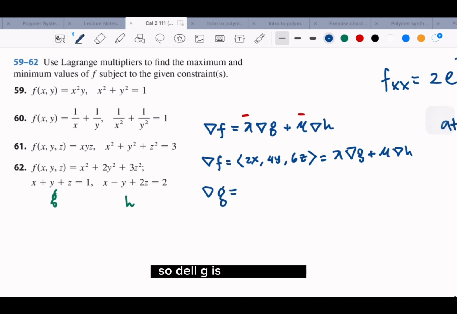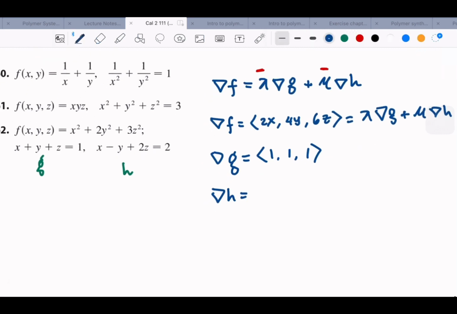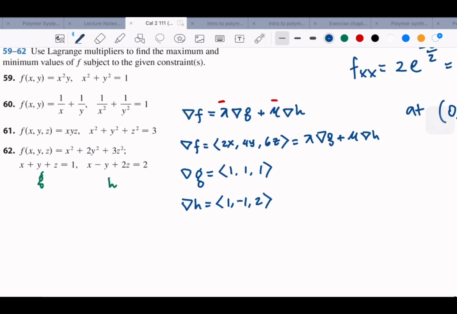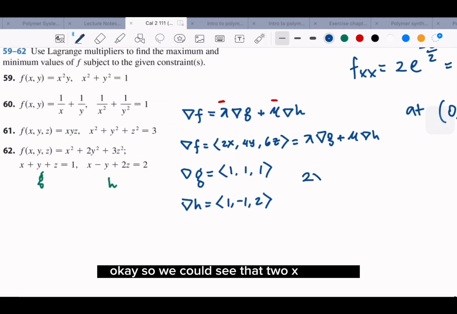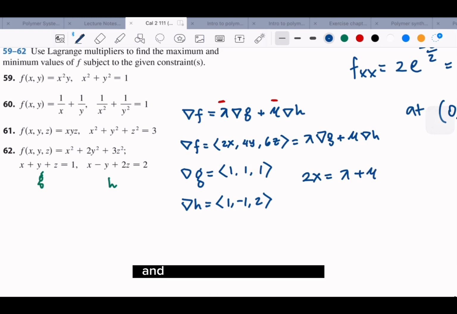So del g is (1, 1, 1). del H is (1, -1, 2), right? Okay, so we can see that 2x is equal to lambda plus mu, right? And 4y is lambda minus mu. And then 6z is lambda plus 2 mu.